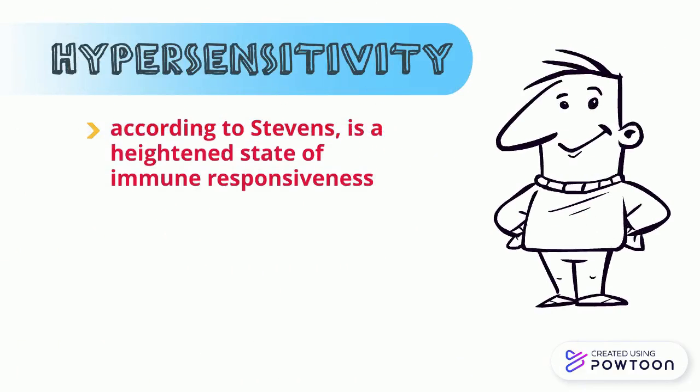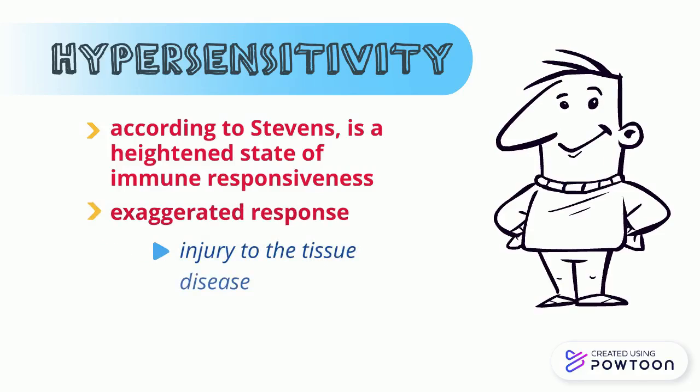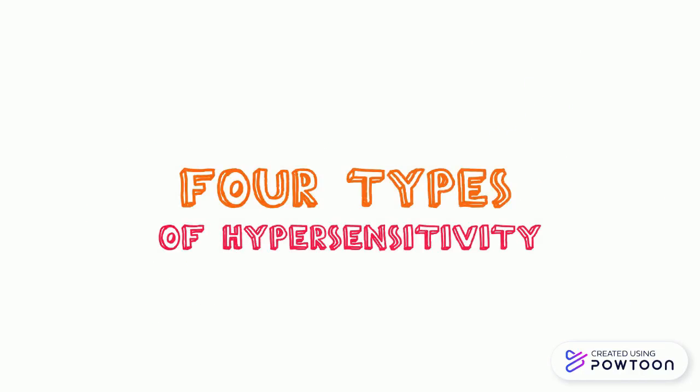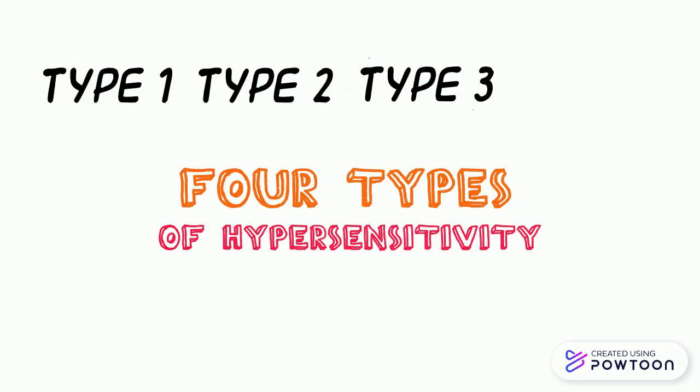Hypersensitivity, according to Stevens, is a heightened state of immune responsiveness. Typically, it is an exaggerated response to a harmless antigen that results in injury to the tissue, disease, or even death. So basically, there are four types of hypersensitivity: type 1, type 2, type 3, and type 4.